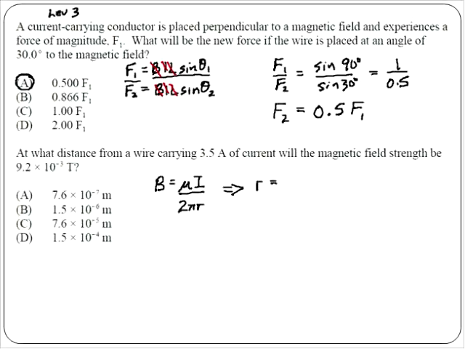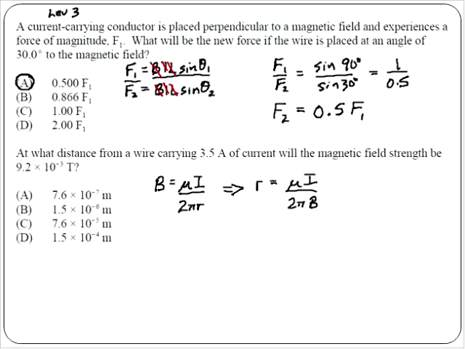I'm going to say r equals, I can just swap like that, mu I over 2 pi times B. I just swap the r and the B, because that's a property of proportions. You can interchange the top and bottom on opposite sides of the equal sign.